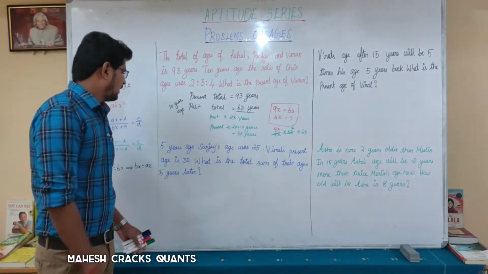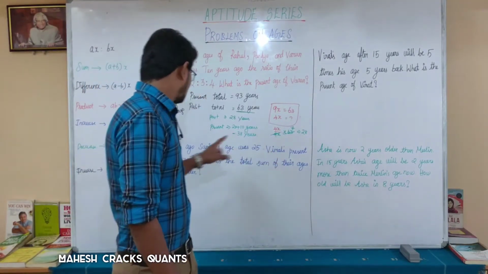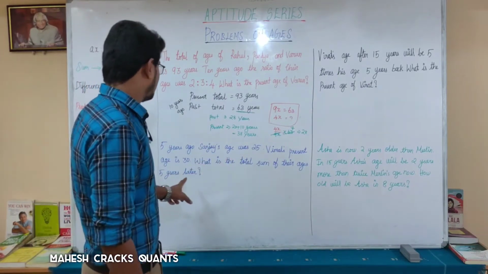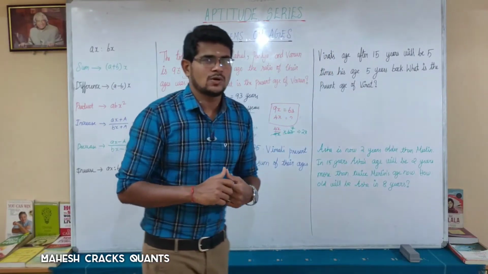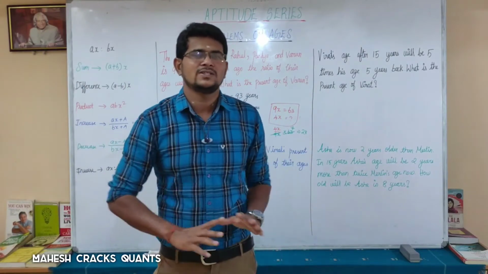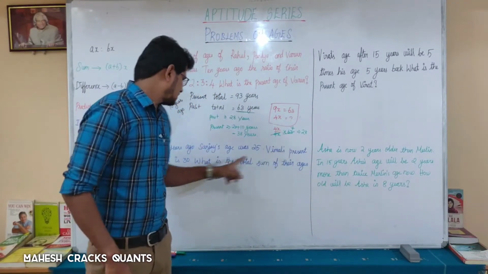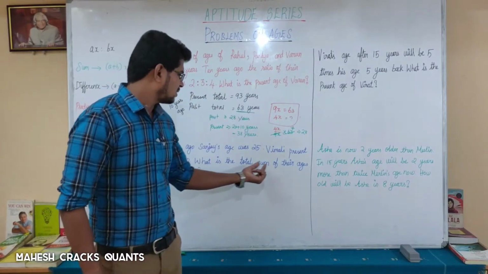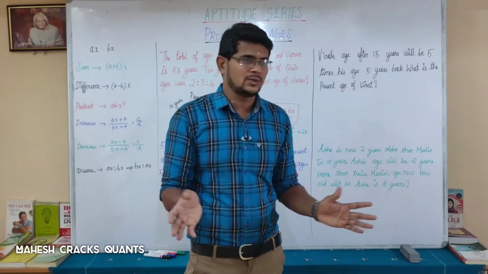Next one. 5 years ago, Sanjay's age was 25. Vimal's present age is 30. What is the total sum of their ages 5 years later? 5 years ago, Sanjay's age was 25, so what is his present age? 30. Vimal's present age is 30. What is the total sum of their ages 5 years later? After 5 years, what is their total?